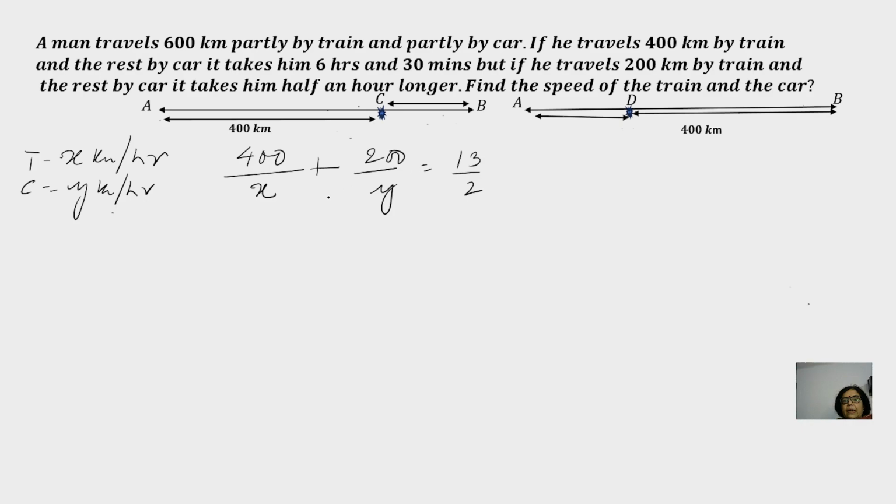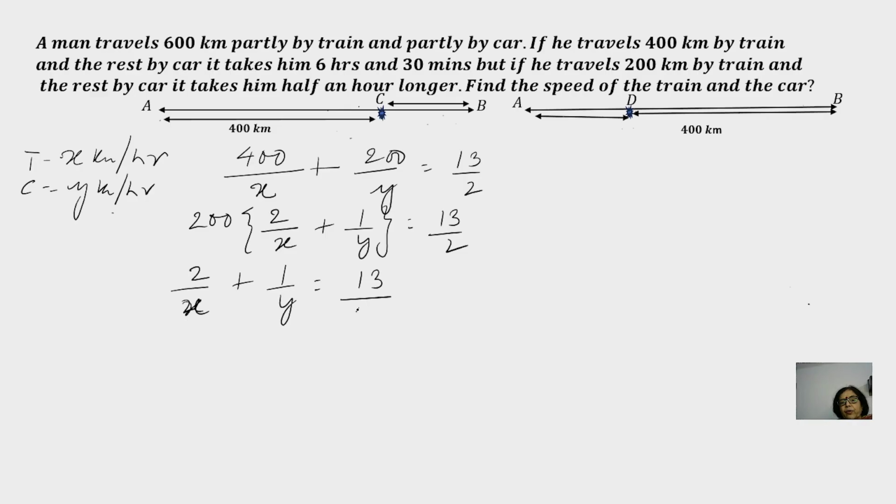If I take 200 common from the first two terms, I'll be left with 2 by x plus 1 by y is equal to 13 by 2. Dividing both sides by 200, I get 2 by x plus 1 by y is equal to 13 by 400. So this is the first equation.